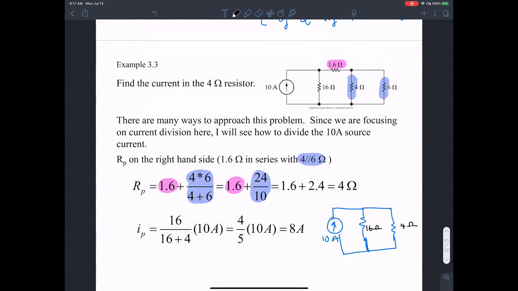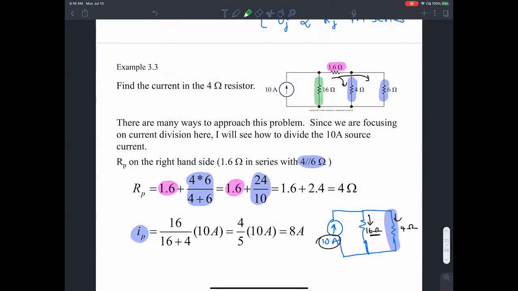And you're asked to find IP, the total current that is going into these two branches. So this 10 amperes current is being divided between the 16 ohms and the 4 ohms. The larger resistance should see a small current and the small resistance should see a large current. When you want to find IP, that's the current flowing through this branch and this 16 ohms. I'm doing the color coding here just so it's easy for us to identify.